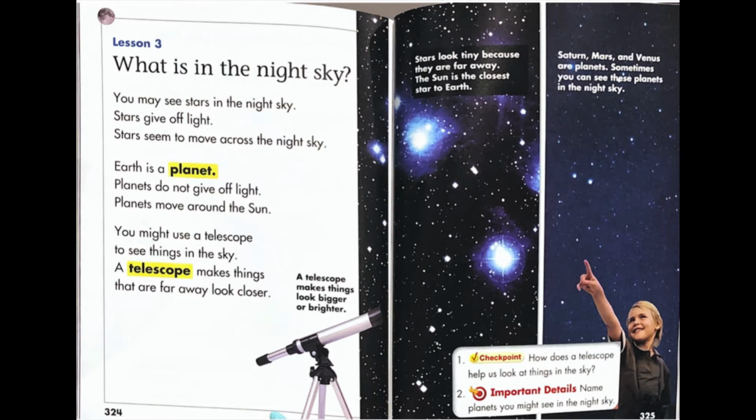So here in the textbook, we're looking at lesson 3, which is what is in the night sky. So I'm going to read along. You can follow with me. So here we have, you may see stars in the night sky. Those stars give off light. Stars seem to move across the night sky.